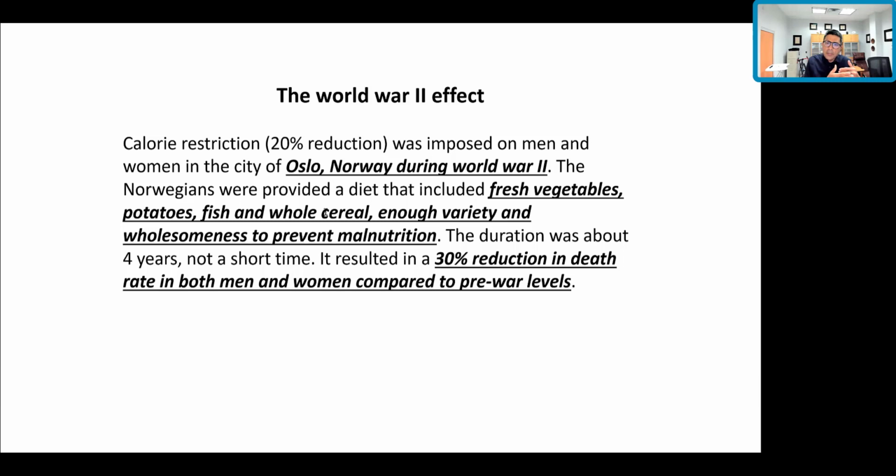They gave them fresh vegetables, potatoes, fish, whole cereal. Still not the best diet that I would recommend, but there was enough variety. And that was to prevent malnutrition. It was undernutrition, but not malnutrition. When compared to pre-war levels in both men and women, there was a 30% reduction in mortality.